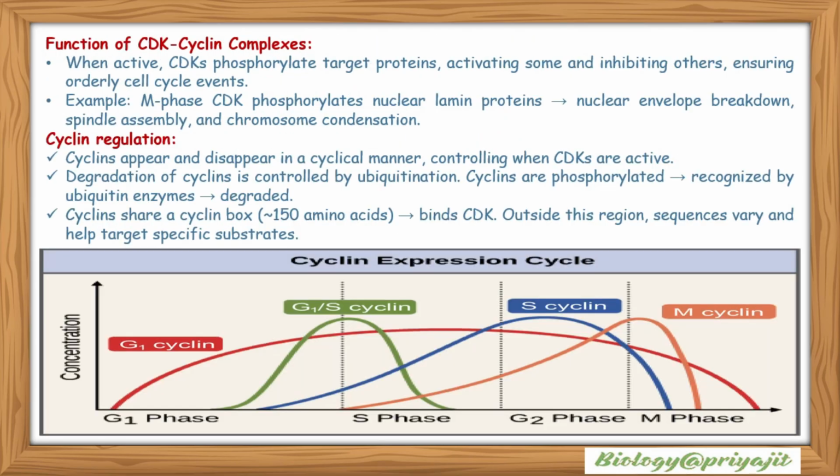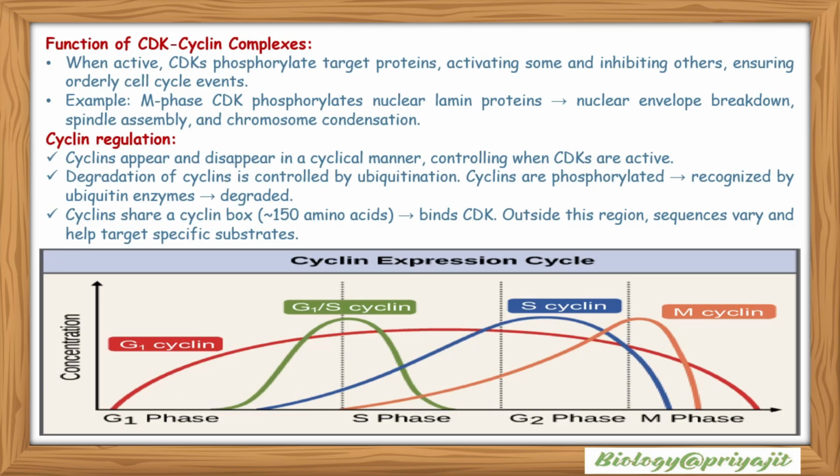Function of the CDK-cyclin complexes. When the complexes become active, CDKs phosphorylate target proteins, activating some and inhibiting others, ensuring orderly cell cycle events. Example, M phase CDK phosphorylates nuclear lamin proteins, which induces nuclear envelope breakdown, spindle assembly, and chromosome condensation.